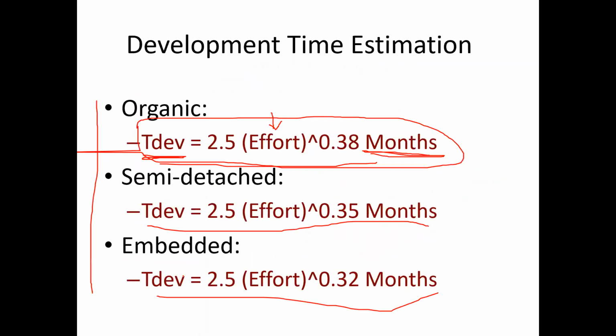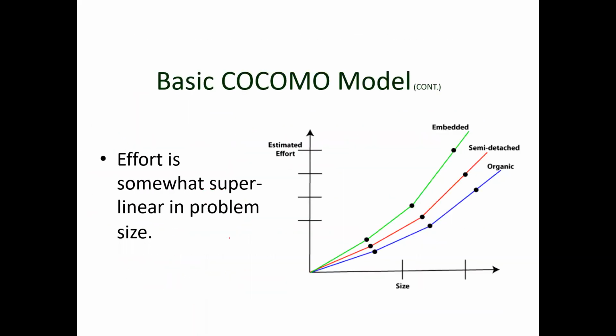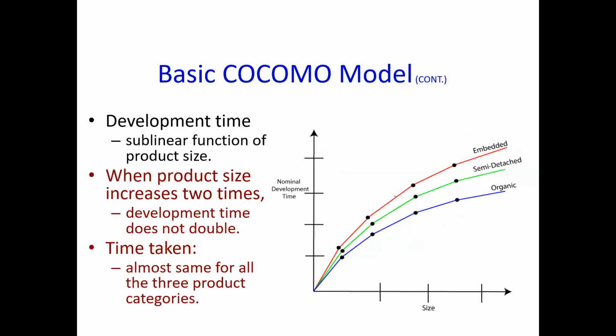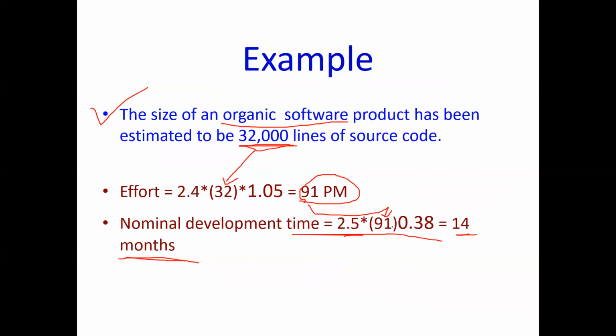Now see, this particular thing is not very important, because effort goes like this. I have given 3 comparisons. If it is organic type, that means it is very easy, that's why the blue line. Then the red line is for semi-detached, and then embedded. If the size is more, effort will also increase in this way. Now here it is shown how the time is changing as size increases, the curve will be like that. This example is for basic COCOMO.